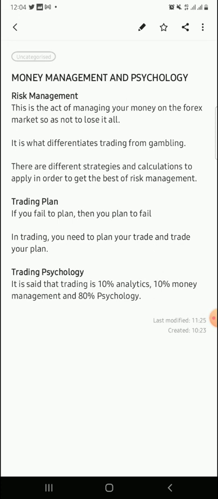So that's the power of risk management. It is what differentiates trading from gambling. Now there are different strategies and calculations to apply in order to get the best of risk management, but you won't be getting them here. You'll be getting them on the full course of Learning to Conquer the Forex Market by Trader Kenneth.